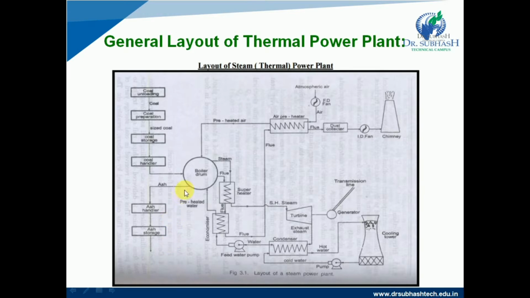This is the boiler drum. This is the path of the steam. You can see in the figure, this is the path of the steam. This is the boiler drum. And one more thing, steel tubes run along the boiler walls in which water is converted into steam. And the flue gases, you can see the path of the flue gases.